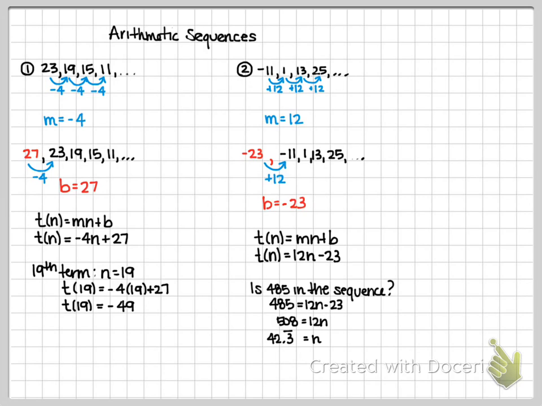42.3 repeating. Now remember that n represents a location in the sequence. No such thing as being at a decimal location. So I would say, since n is a decimal, I know for sure that my number 485 is not in the sequence. And there's a little bit of review for arithmetic sequences.